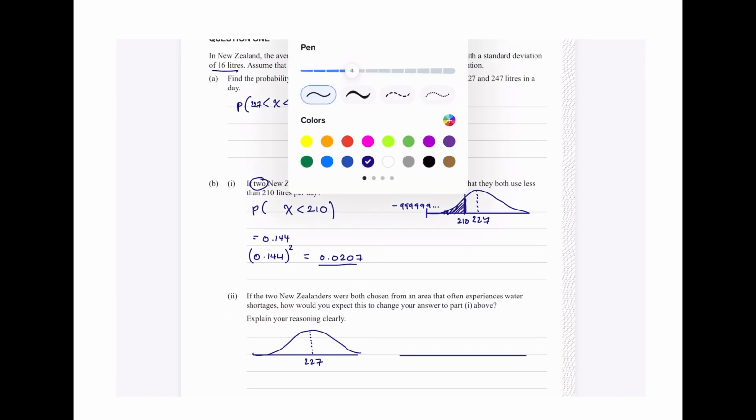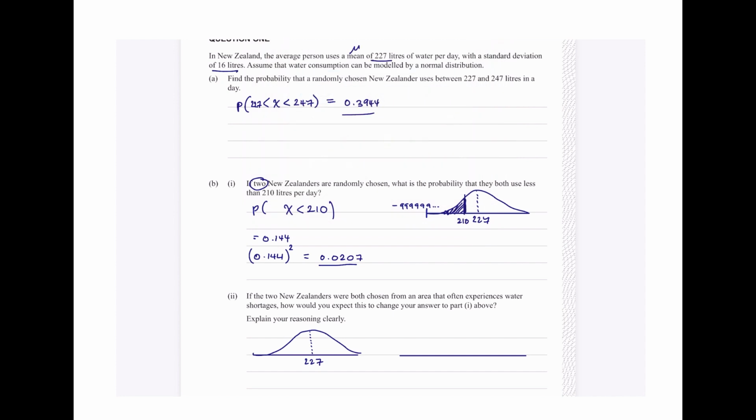So let's think about it this way now. This is for all of New Zealand, right? Now we're looking at something very specific. We're thinking of an area which has a water shortage. So if we have a water shortage, is our mean going to be 227? It's definitely not going to be 227, right?